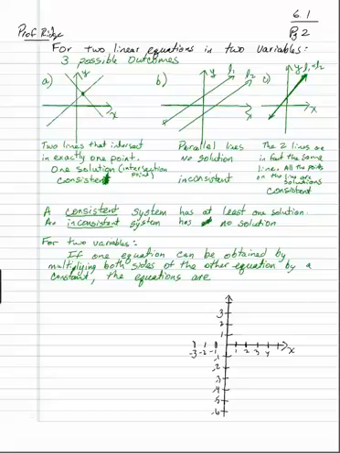Okay, so for two variables, if one equation can be obtained by multiplying both sides of the other equation by a constant, just by a number, so if you multiply everything by 5 and then you get the same equation, then we call the equations dependent. Basically that's going to give you the same line. And we're talking about two variables only. Otherwise, if they're not the same line, they're independent.